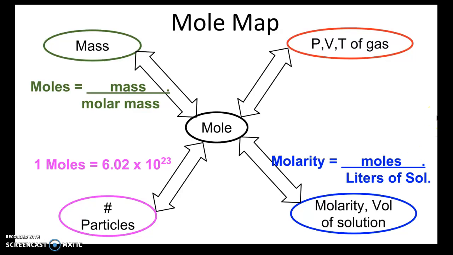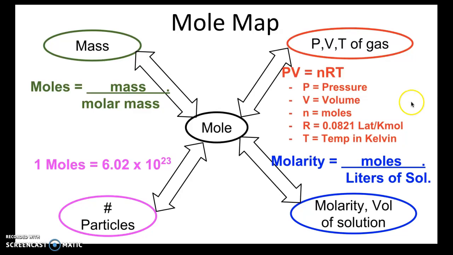The last one we're going to look at is the one for gases, and this is called the ideal gas law. PV equals nRT, where P equals pressure, V equals volume, n represents moles, R is a constant called the ideal gas constant, and when your pressure is in atmospheres and your volume is in liters, the constant is equal to 0.0821 liters atmospheres per Kelvin mole. And T represents temperature, and that's in Kelvin.